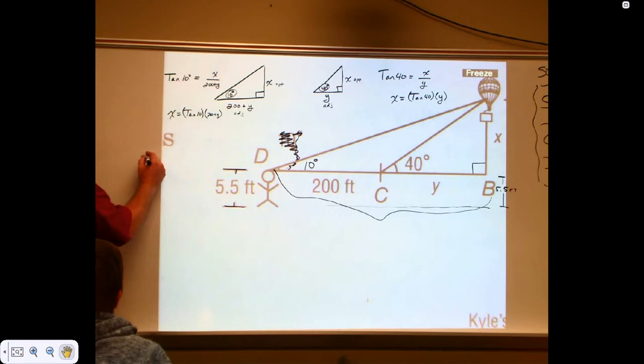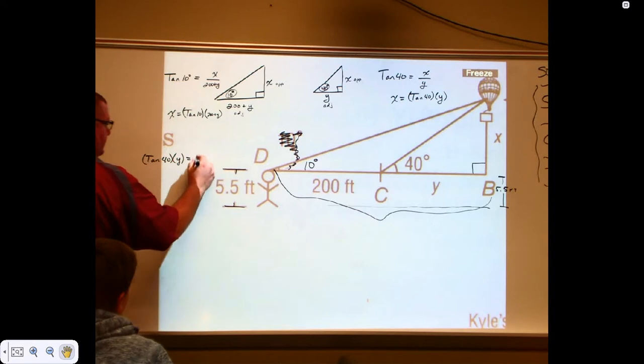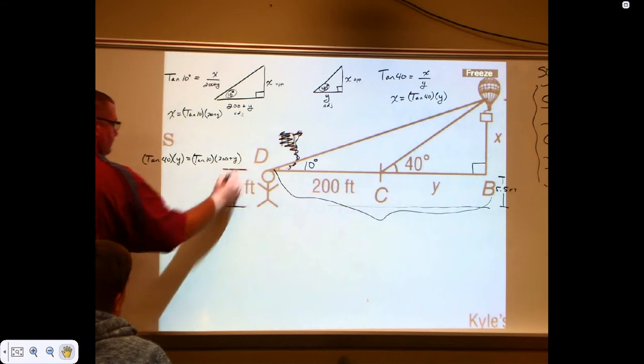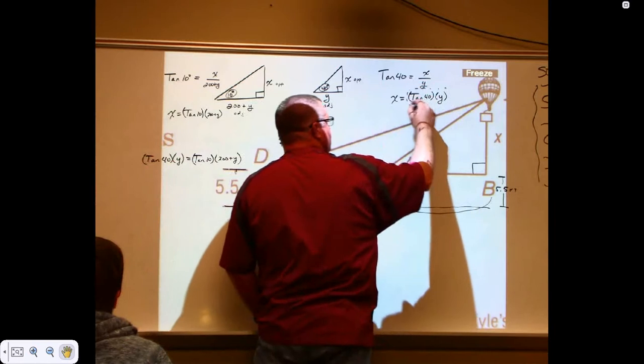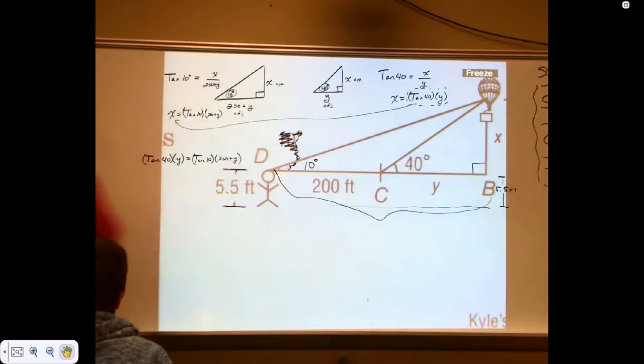So I would get tangent of 40 times what? Y is equal to what? Tangent of 10 times 200 plus 1. Do you see that I basically took this right here and plugged it in right there? Solving systems of equations, okay?